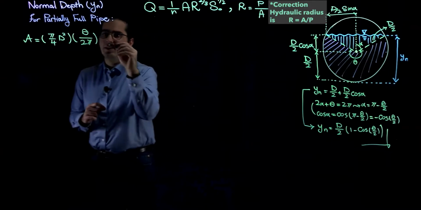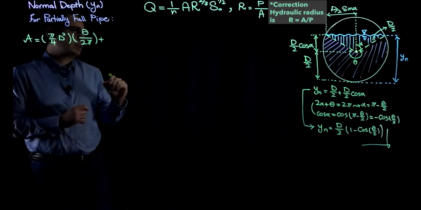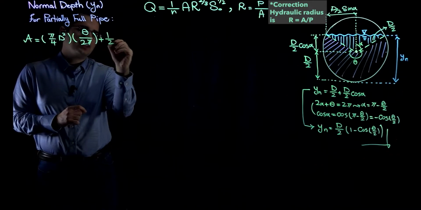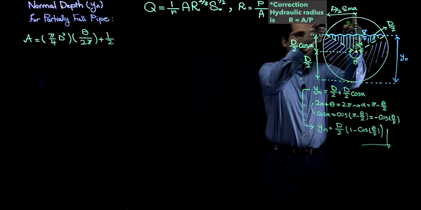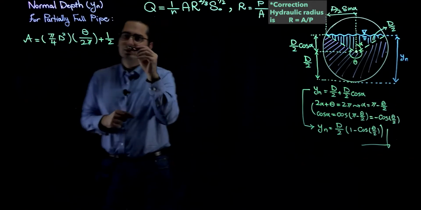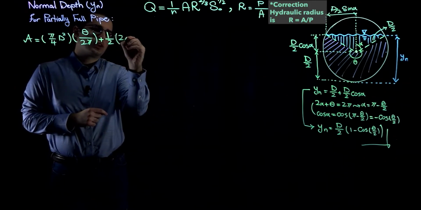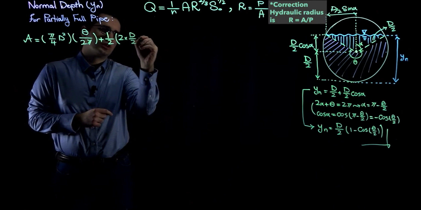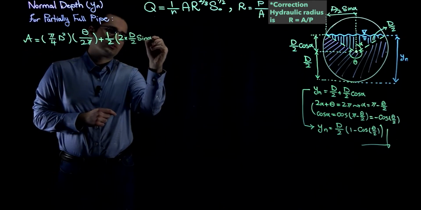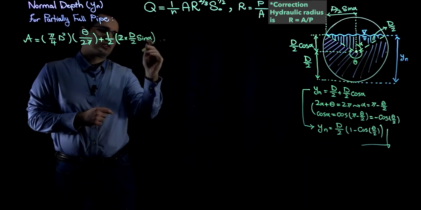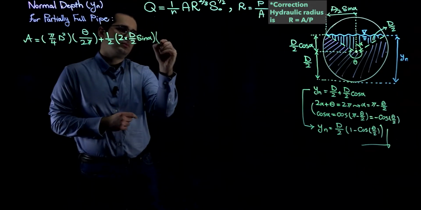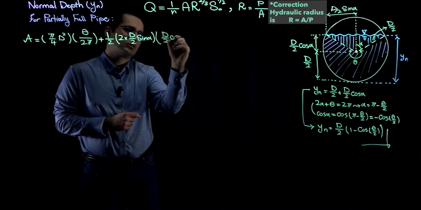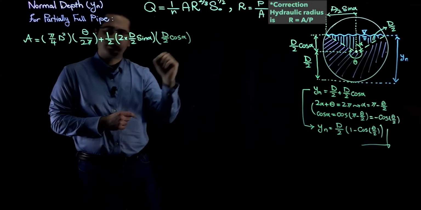Now the area of the triangle is half of its base times its height. So this is half of its base. So I need to put 2 times d divided by 2 times sine of alpha. This is the base of the triangle, and the height of the triangle is equal to d divided by 2 times cosine of alpha. All right.